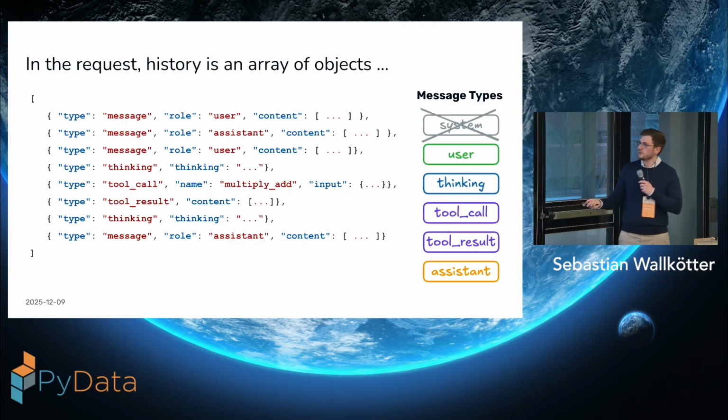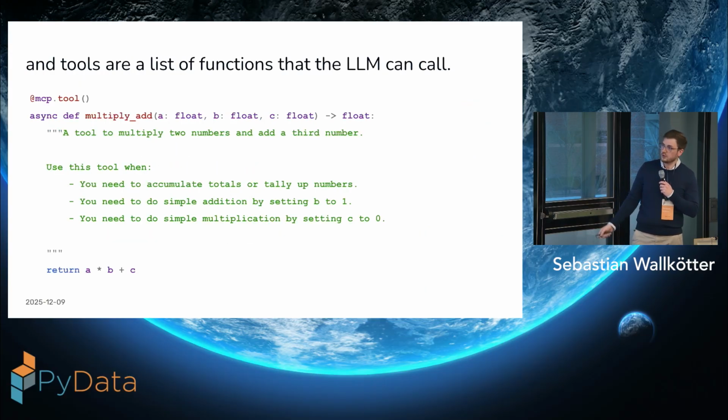The other part of the input are tool calls, which, as I said before, are functions that the LLM can call. And this is not how you actually send them over to the agent, but this is how right now we typically define them, aka right now is December 2025.